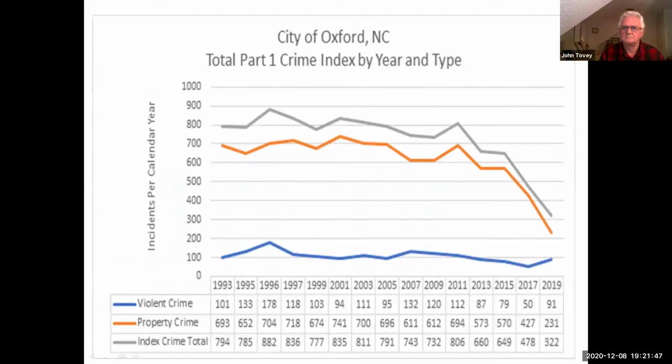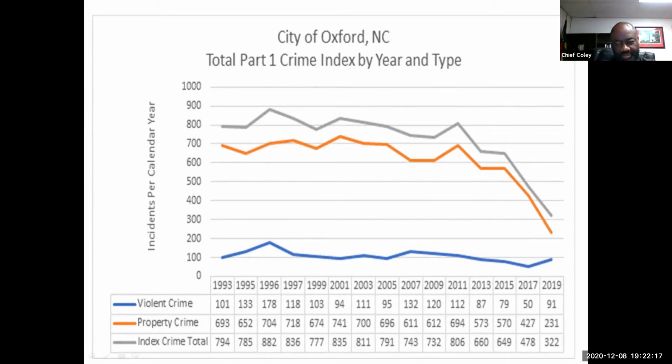This is another graph that kind of shows it in a different format, where you can see over 1993 through 2019 the trend of our crime, our Part 1 crimes as it's been displayed. So you can see the tremendous drop off of the property crimes. Also with the violent crimes, you can see it kind of ebbs and flows.